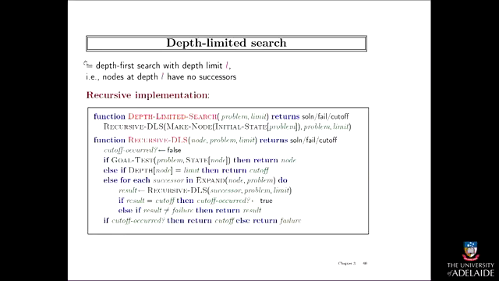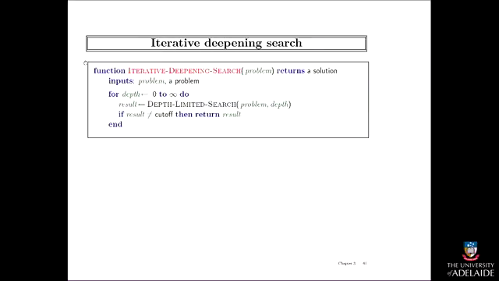Okay? So I'm not going to go through the detail of this algorithm. You can look at it afterwards and see that it's a fairly minor modification from the depth first search. The reason why I introduced that is because we can then use this to create something called iterative deepening search. So iterative deepening search just loops over different depths.